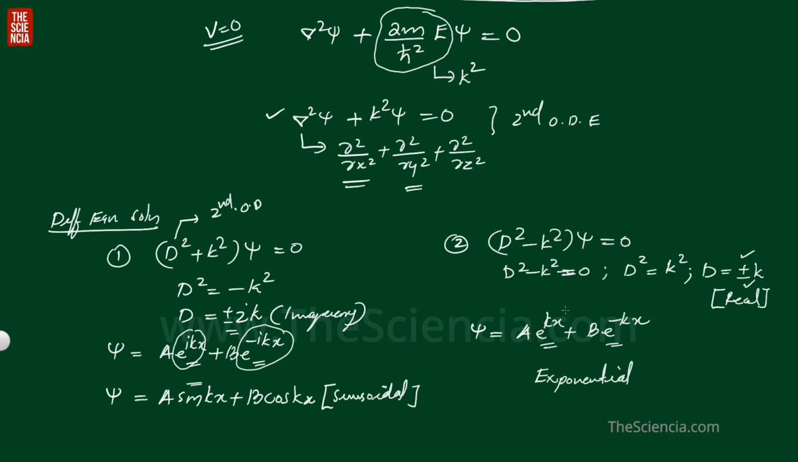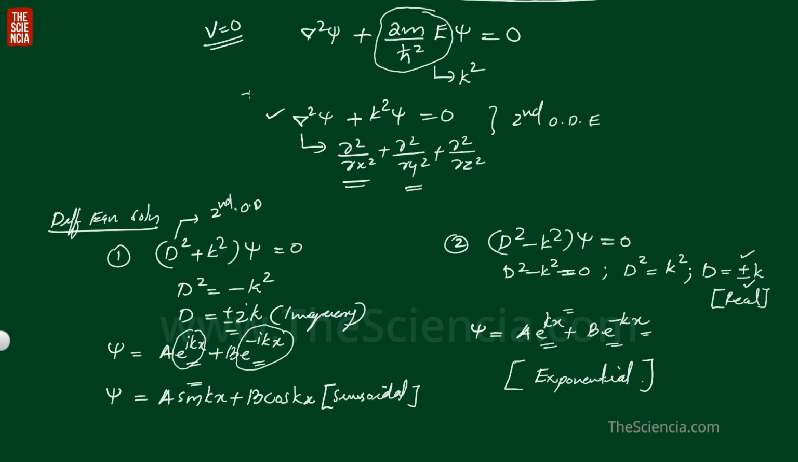As this x value increases, the first term increases exponentially, and if x value increases, the second term decreases exponentially. There is no oscillation. Okay, there is only decay or exponential increase. So this is an exponential function. The solution will be an exponential function for d square minus k square kind of differential equations.